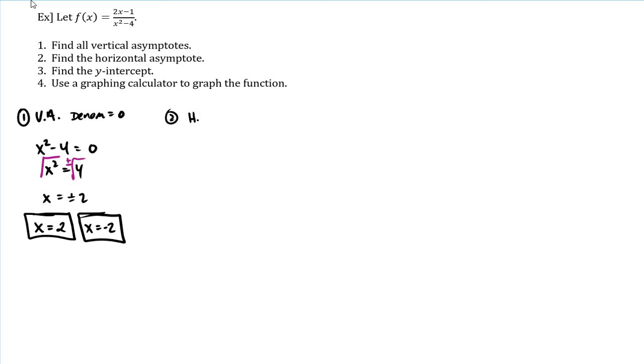Step 2 is to find the horizontal asymptote. The horizontal asymptote is based on finding the degrees of our numerator and denominator. So I'm going to write out the whole function again, and we can compare the degrees. Notice our degree down there is 2. Our degree up top is 1. It's not shown, but you could always put a 1 there. So the degree down below is bigger.